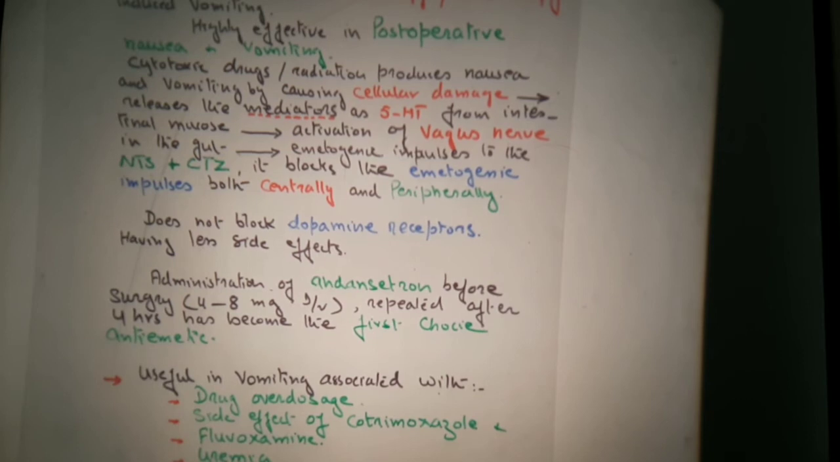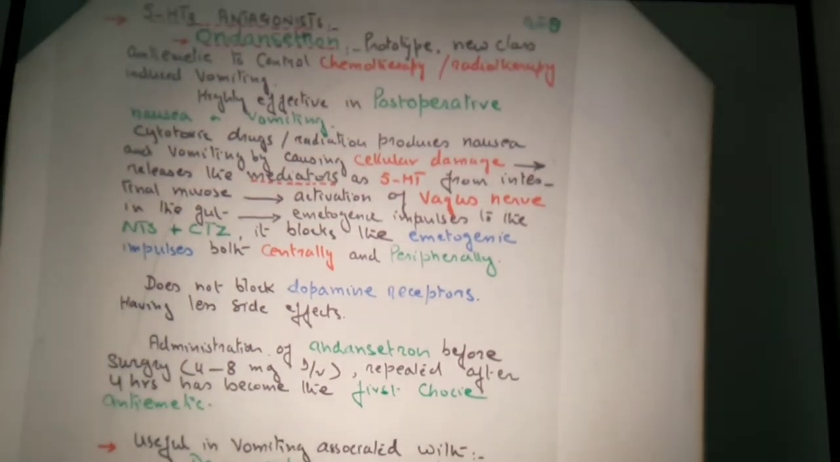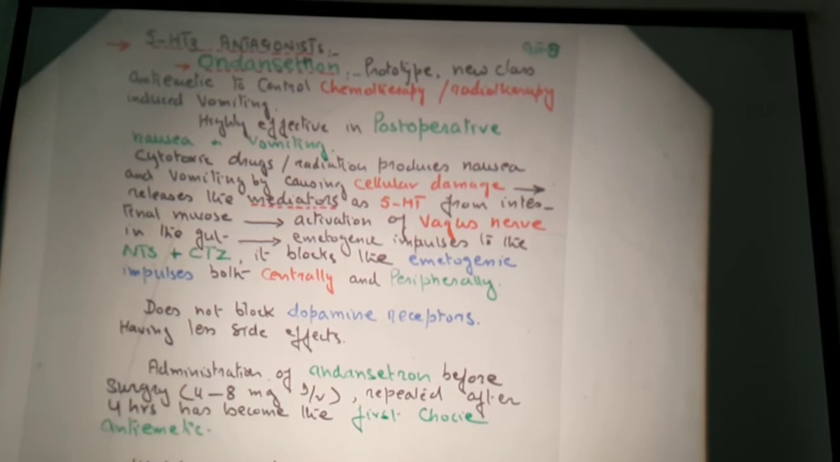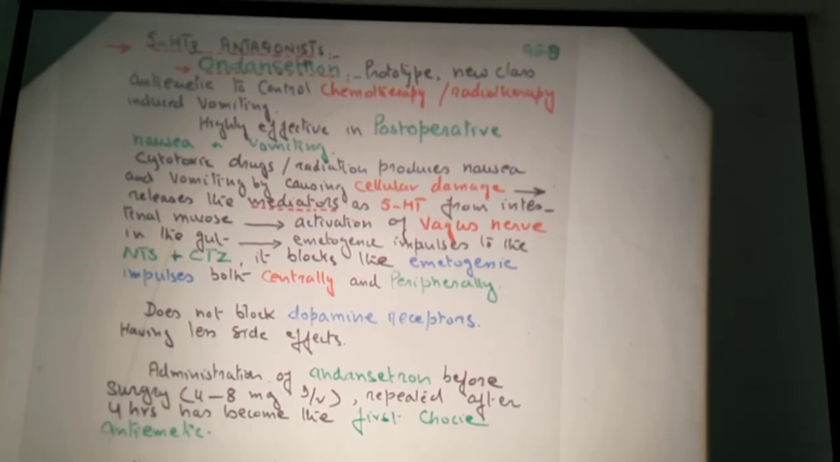5-hydroxytryptamine type 3 antagonist, that is, a serotonin receptor 5-HT3 antagonist, which inhibits the activity of these receptors. The drug in this case is known as ondansetron. Ondansetron is a drug which acts upon the 5-HT3 receptor. It is the prototype of a new class of anti-emetic drugs, used to control chemotherapy and radiotherapy induced vomiting.